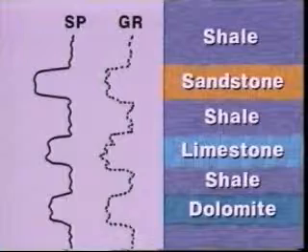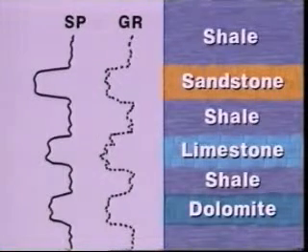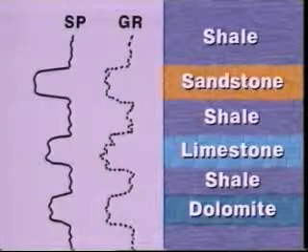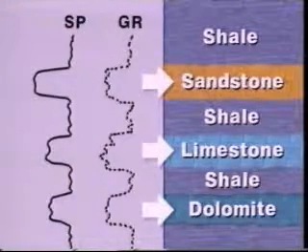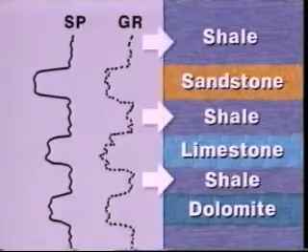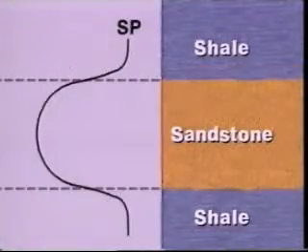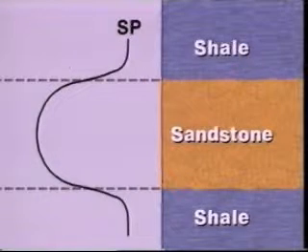In quantitative formation evaluation, SP and gamma ray curves are used to determine potentially porous and permeable reservoir rocks like sandstone, limestone, and dolomite from non-permeable clays and shales. Another important use is to define bed boundaries.